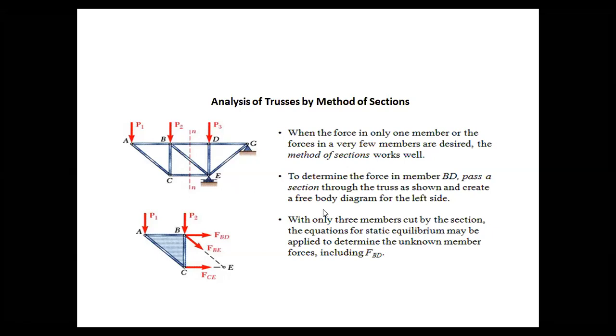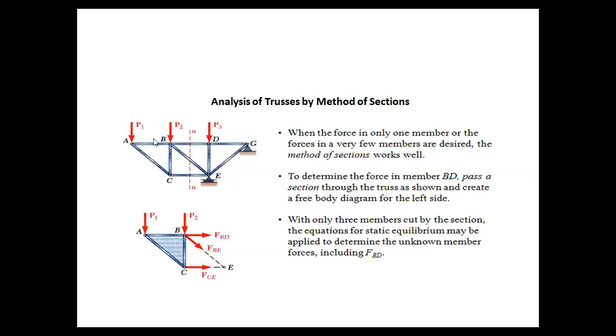Now see this example. To determine the force in a member BD, pass a section through the truss as shown and create a free body diagram of the left side. The member in which we want the force, we will divide through it. So the left side of this line is treated as one body and the right side of this dotted line is treated as one body.